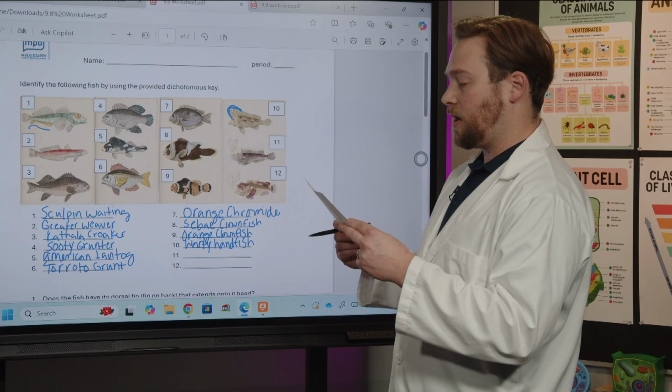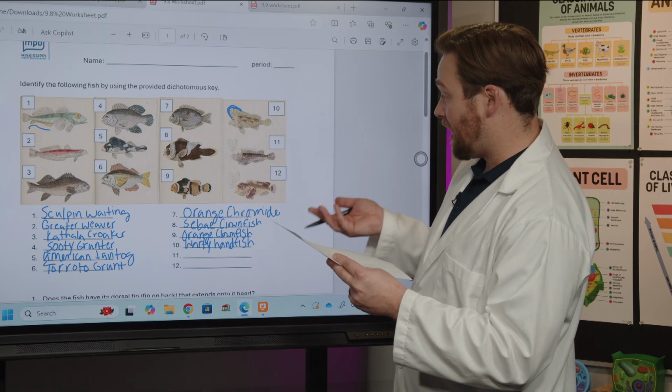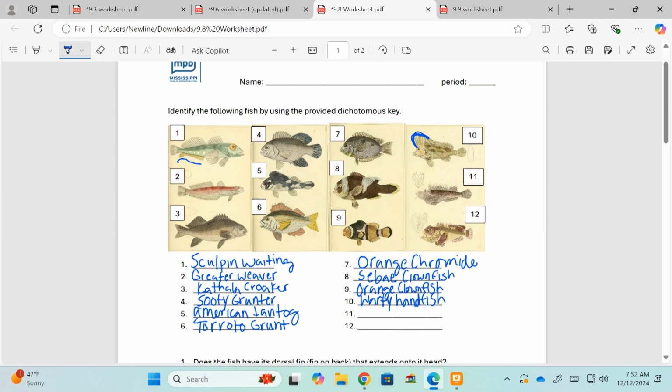Does the fish have an upward-facing mouth and a flat head? This one does have an upward-facing mouth compared to all the other ones, and it does have a flat head. So this is a half-spined flathead.